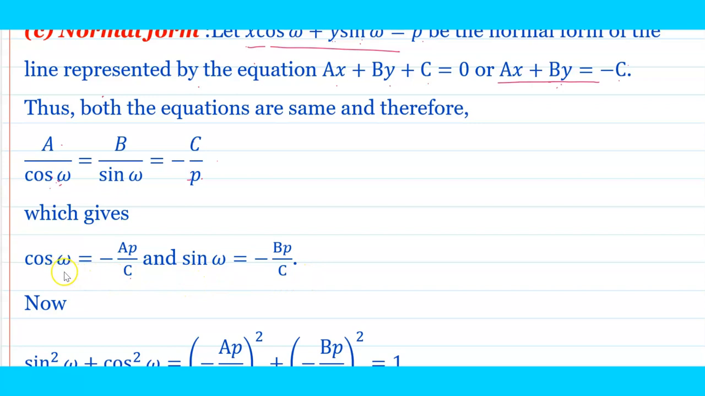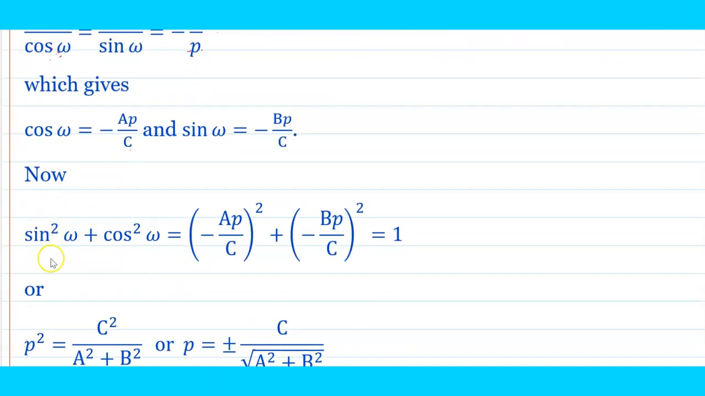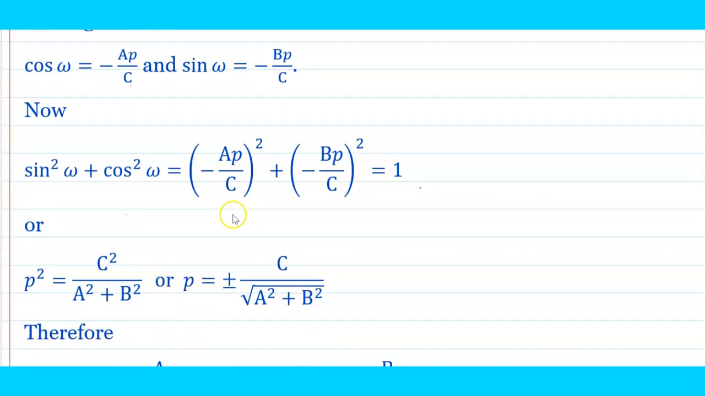Now square these two terms and add them, that is sin square omega plus cos square omega is equal to minus ap upon c bracket square plus minus bp upon c bracket square, and that's equal to 1. And therefore here you will get what you are getting here. This is the a square. I will write here a square p square upon c square, and the next term is b square p square upon c square, and that's equal to 1.